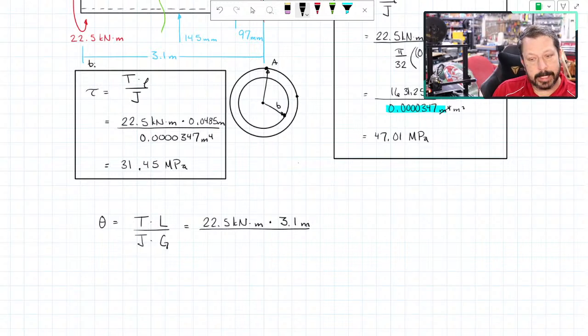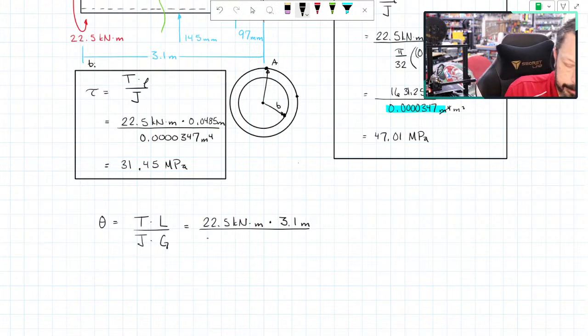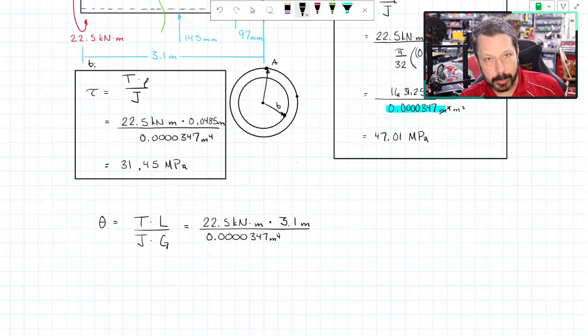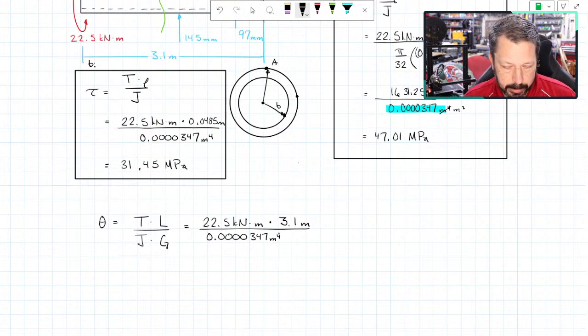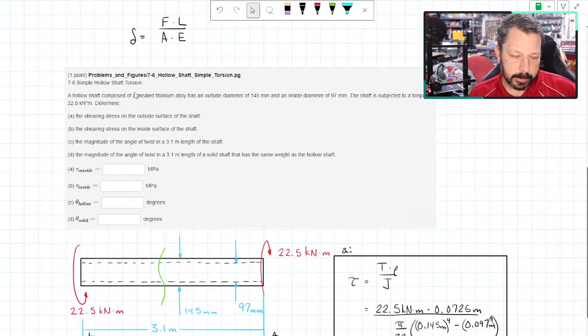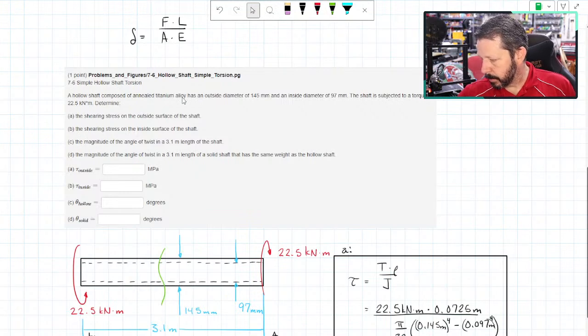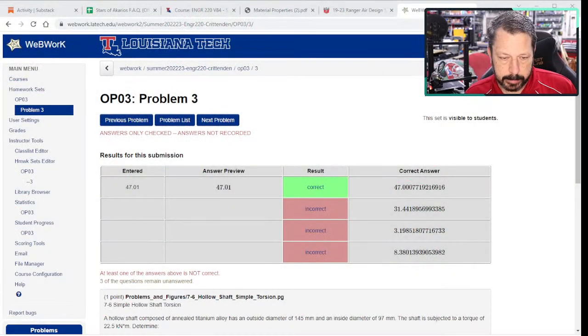J is the same as it was when we were calculating the torsional shear stress, so we'll put that in. We'll put in the evaluated value. Now I am rounding somewhere in there, you know, 347, there was probably other decimals, so I won't get exactly the same number that WebWork has, but we'll get really close, I think. G, I don't know. So this is annealed titanium alloy. So we're going to need to go and find that material property.